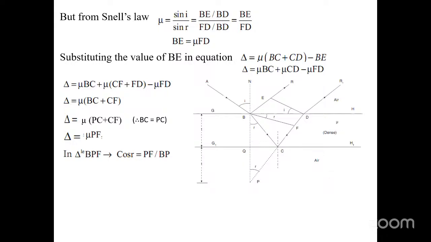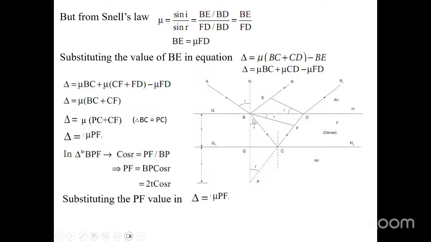And next is the cos R value, PF by BP. And 2T cos R. Why? Because BP means here to here, the total distance, from B to Q plus Q to P. T plus T, how much thickness? 2T. Cos R value. So substituting the BF value.